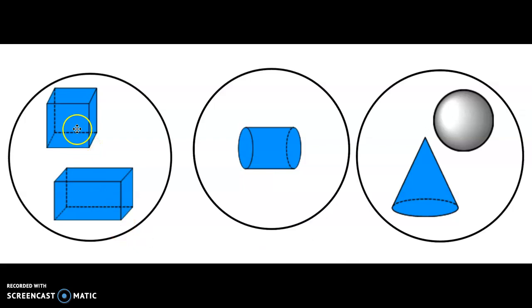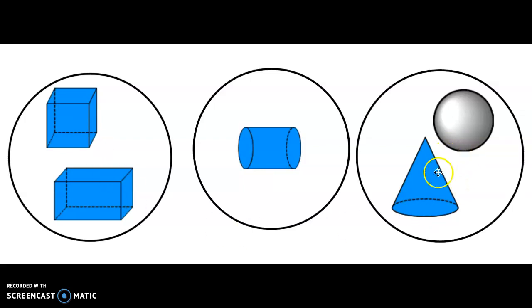So I put the cube and the rectangular prism together because they can both be stacked. Because they have flat surfaces, we could stack the cube on top of the rectangular prism or a rectangular prism on top of the cube. They are stackable solid figures.